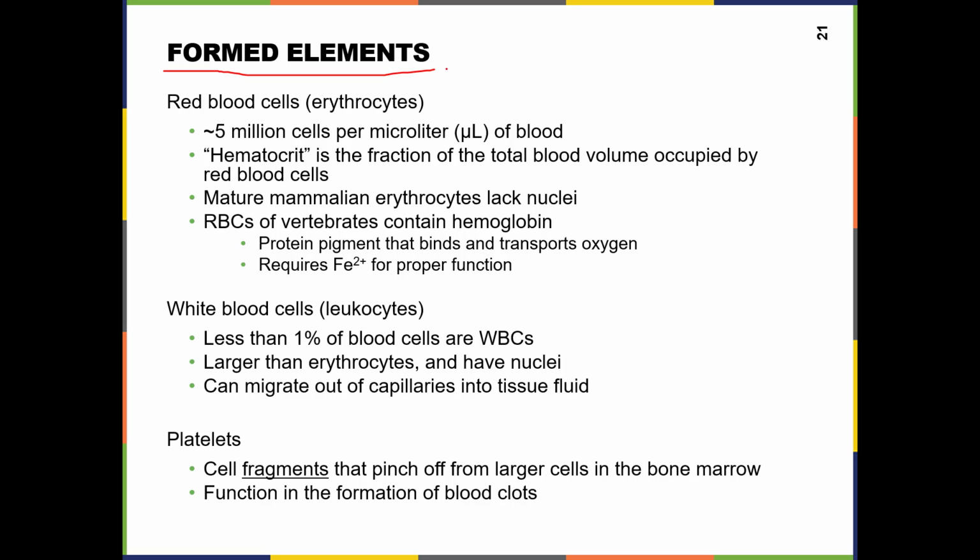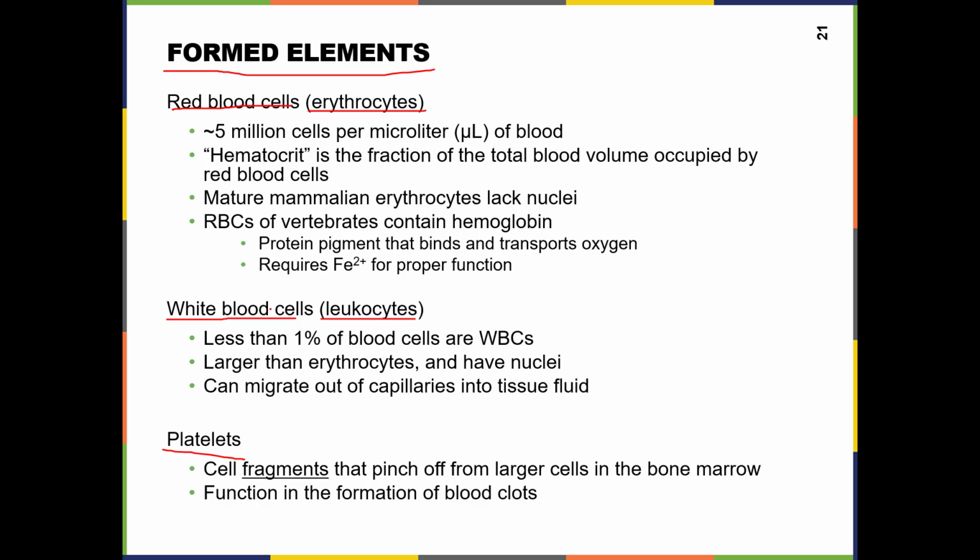Okay, so like I said, the plasma is the liquid part of the blood. The formed elements are the cellular parts. So you have red blood cells, which are also known as erythrocytes. You have white blood cells, also known as leukocytes, and you have platelets. The red blood cells, as far as the formed elements, are the most numerous. You have a lot of red blood cells. Less than 1% of the cells in the blood are white blood cells. So it's a very big difference there.